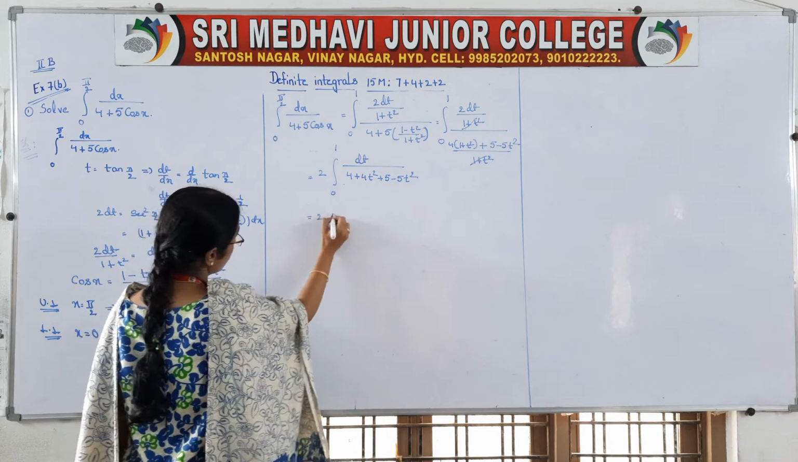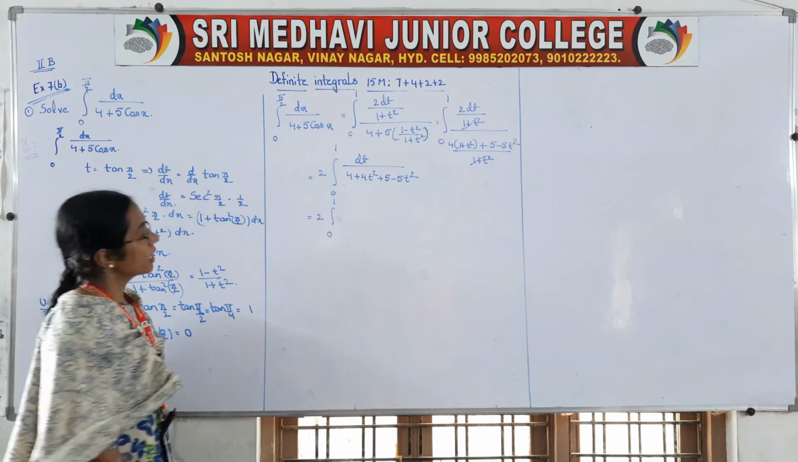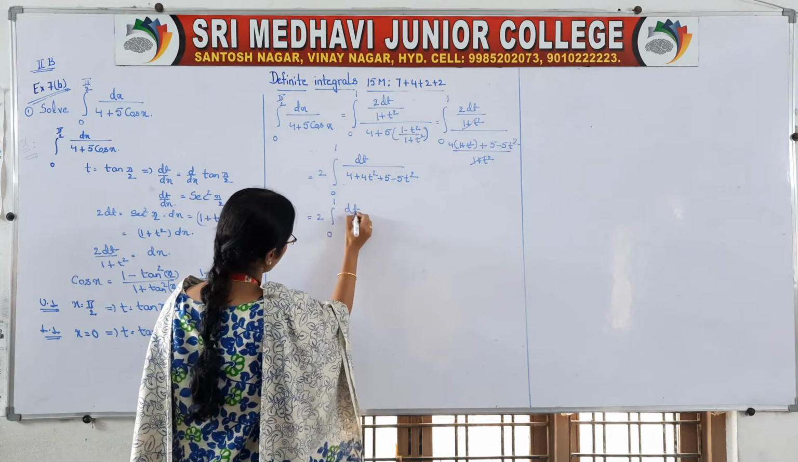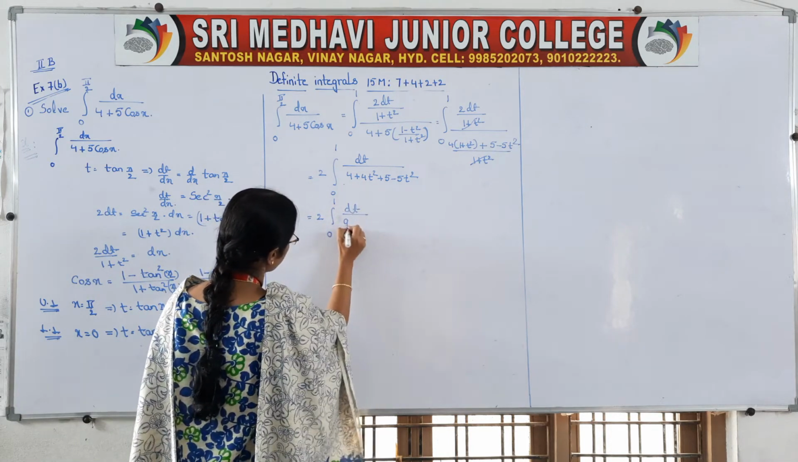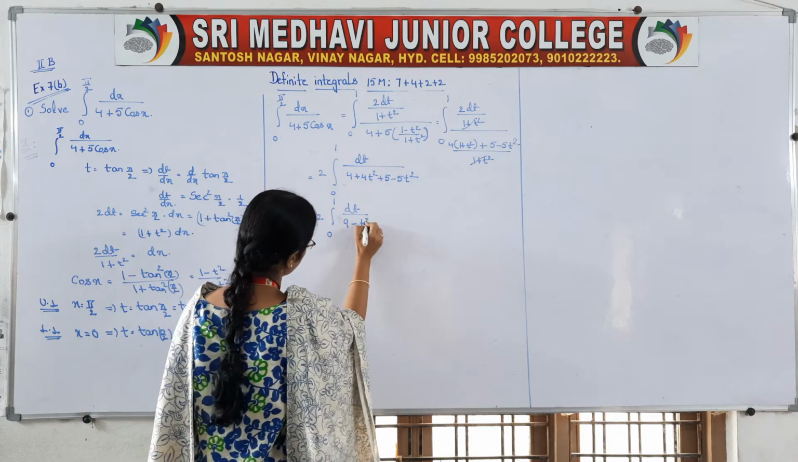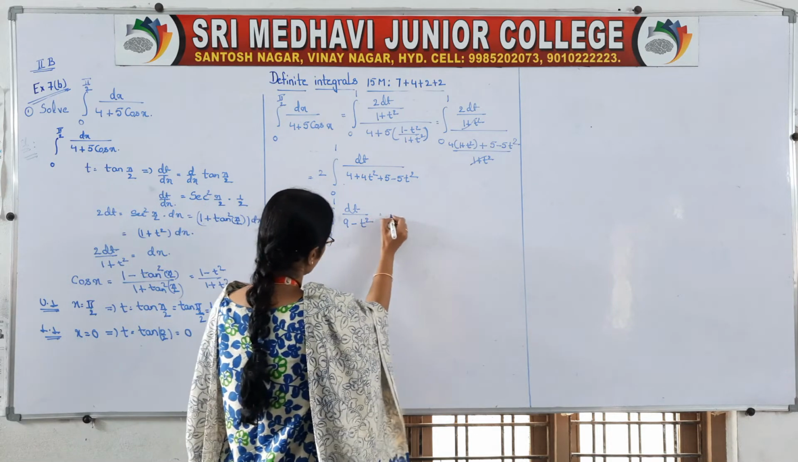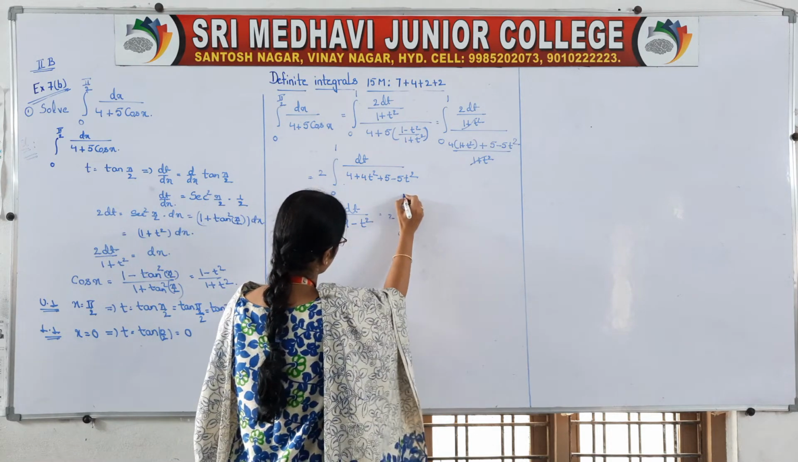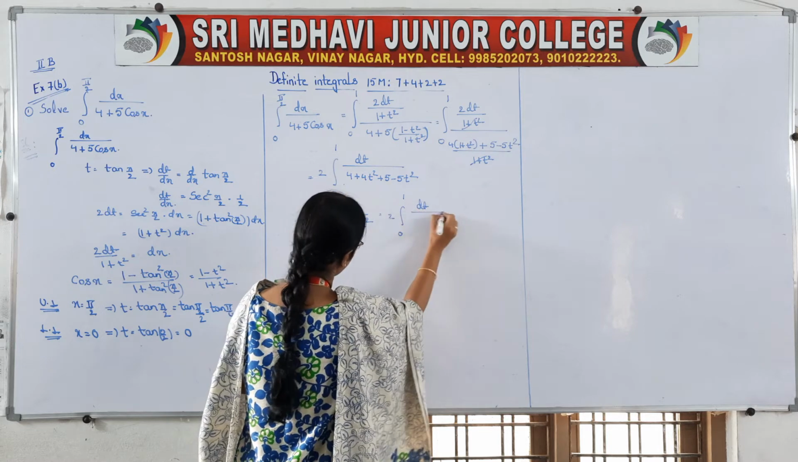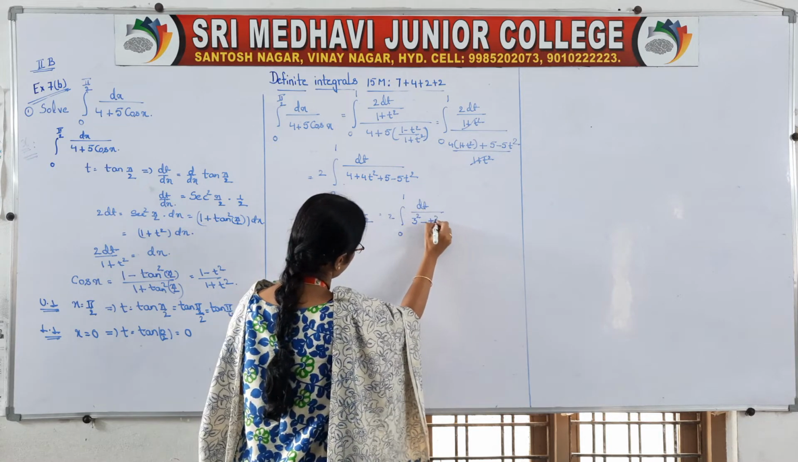So is equal to 2 into integral 0 to 1 dt by 4 plus 5 is 9, 4t square minus 5t square is minus t square. So how can we write this integral? 2 into integral 0 to 1 dt by, again 9 can be written as 3 square minus t square.